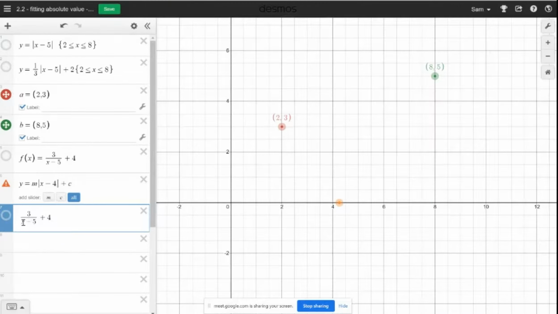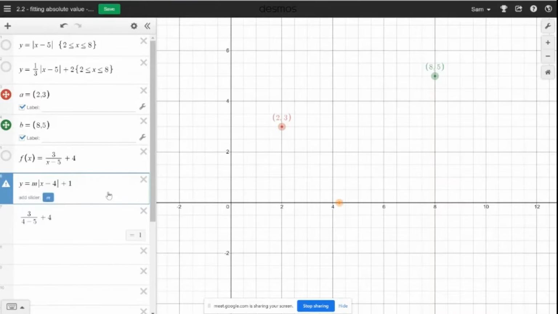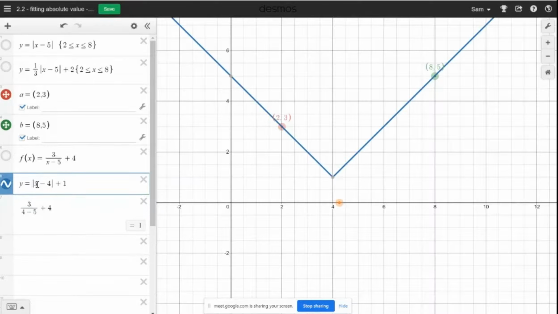So if x is 4, we substitute in x equals 4. And it comes out as 3 divided by negative 1, negative 3, plus 4 is positive 1. Okay, let's just see what this looks like for now.